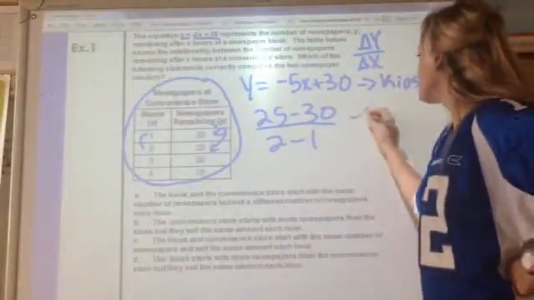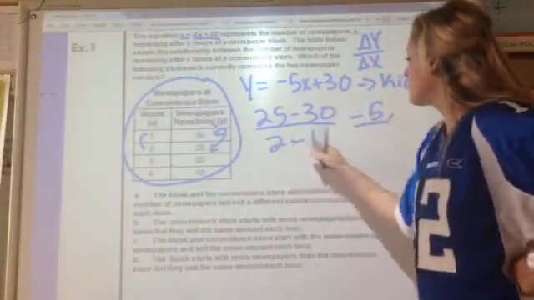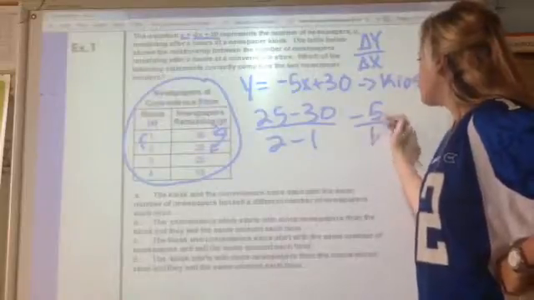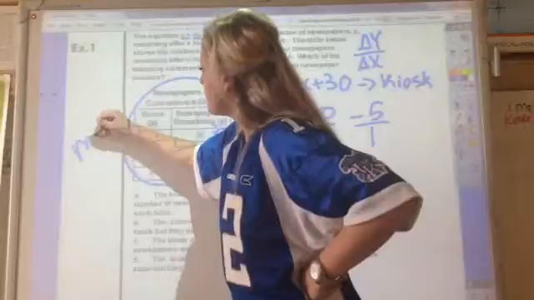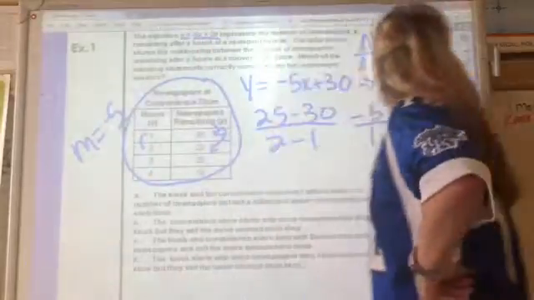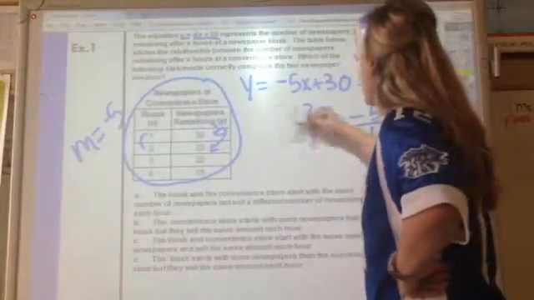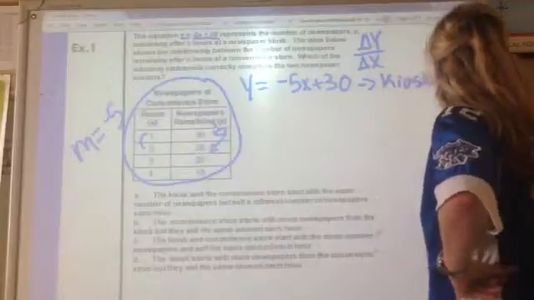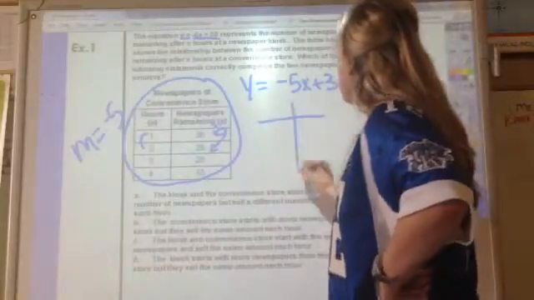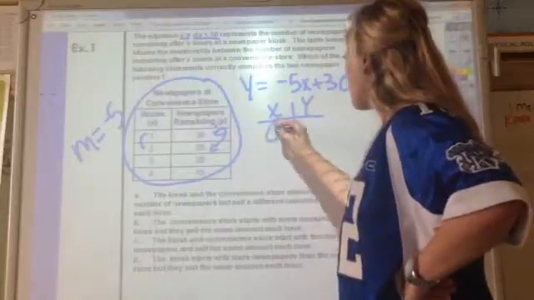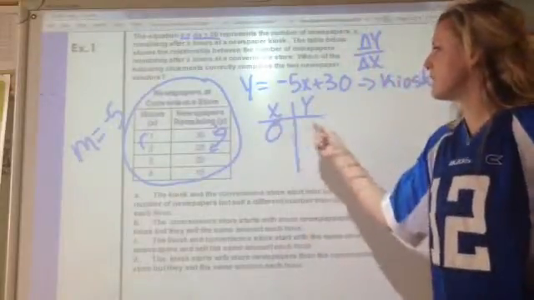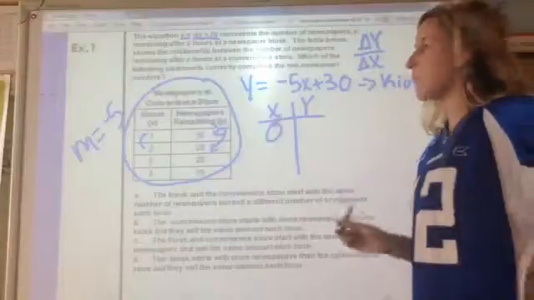25 minus 30 will leave me with negative 5. 2 minus 1 will leave me with 1. So I have a slope here, if I break this down, of m equals negative 5. Now I need to just go ahead and figure out what my y-intercept is. Since I know I have a slope of negative 5, I need to figure out where x is 0. Because wherever x is 0, the value of y is my y-intercept.